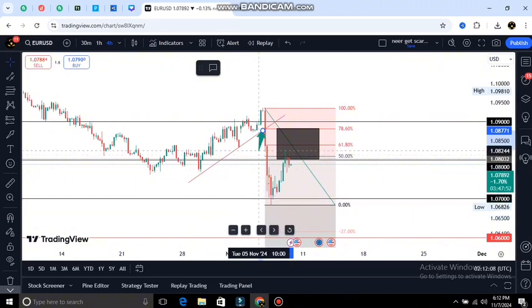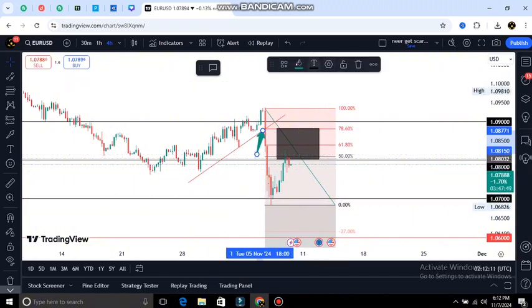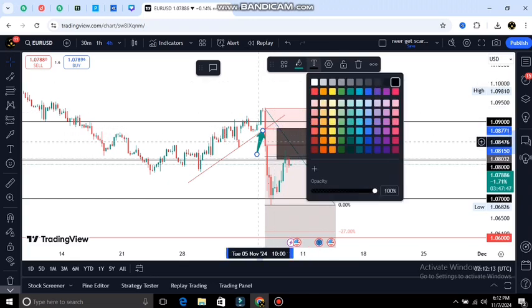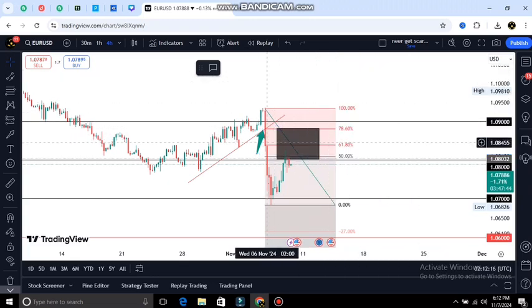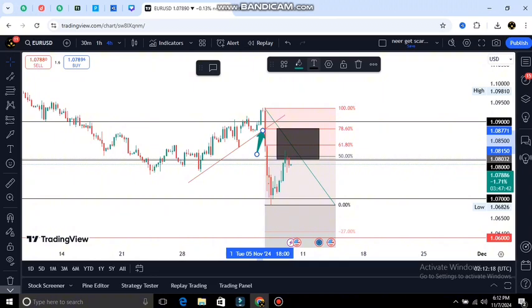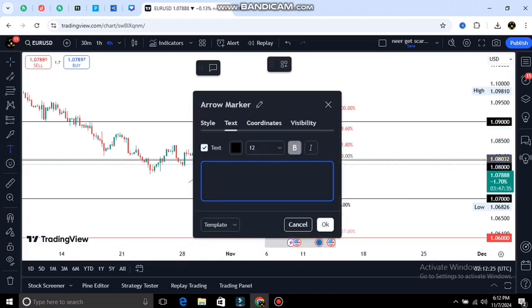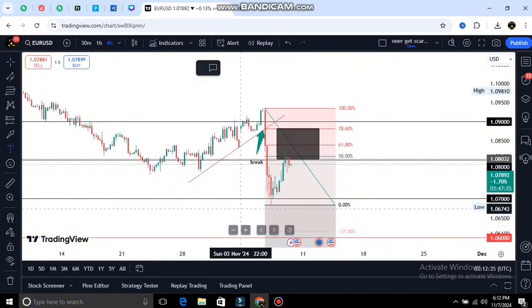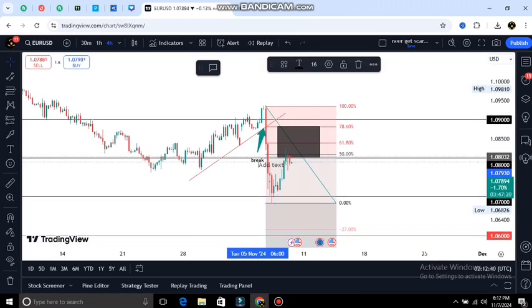Let me delete this here so you can see clearly. This is a kind of break, correction, then back down, boom. This is a downtrend. You can see this is a big downtrend. The market is on a very big move downtrend right now. I'm expecting it to come to this 27.0% level. That's where I'm expecting the market to come.